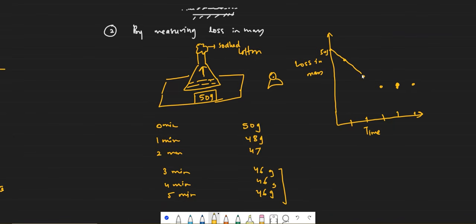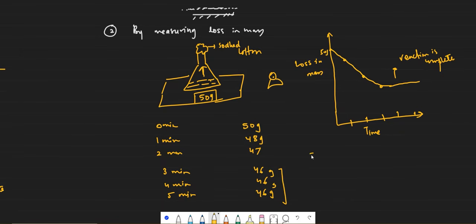What would the curve look like? Like this. It will be straight. It doesn't look straight, but it is straight like this. Now this flatness shows that the reaction is complete, that the mass is not decreasing any further, which means that all the gas is being released, so the reaction is complete.